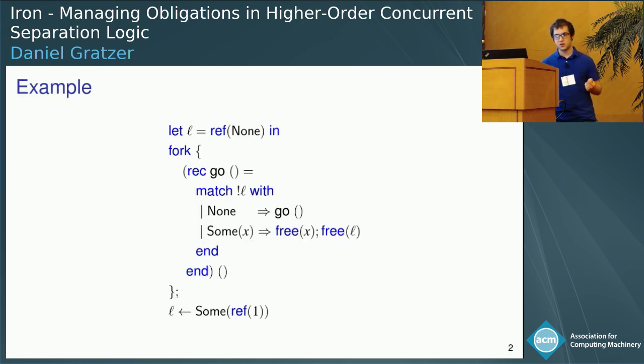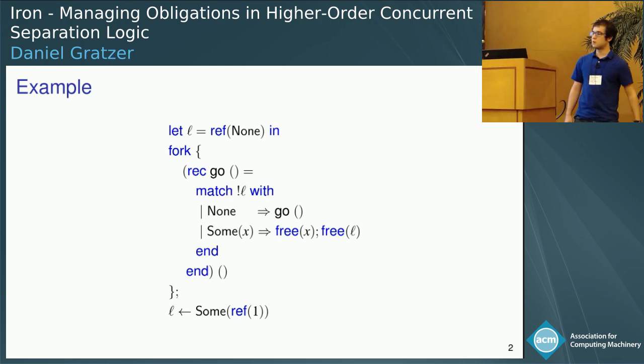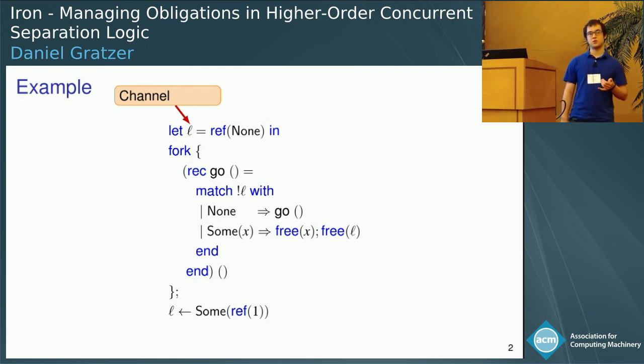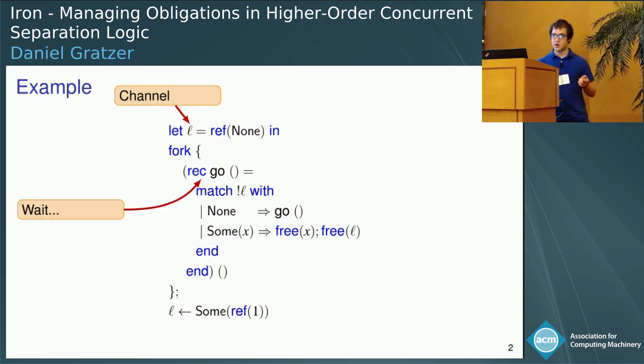However, concurrency complicates this. In order to show this, I have a tiny little program here, and I want to walk through it. So in this program, we start by creating this channel that we're going to use for communicating between two threads. It's a reference cell. It can be none if there's no message, or some if one message is put into it. And then we fork off a thread, and this thread is just going to spin, waiting for a message. And the main thread, eventually, will send it a message.